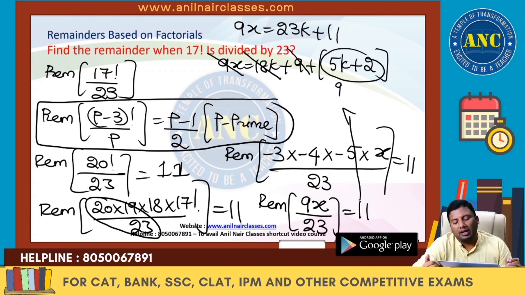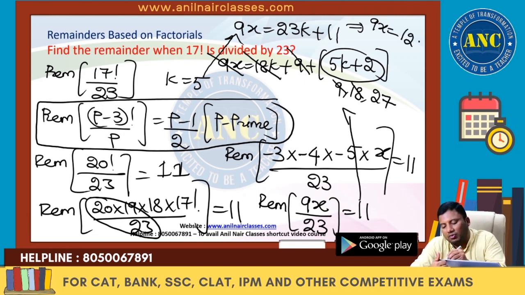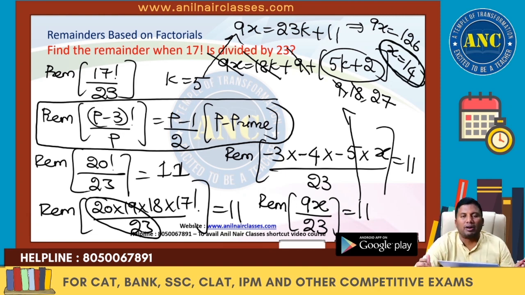It cannot be 9 because the k value will be a fraction. It cannot be 18. It has to be 27. So the k value is 5. Substitute there: 9x is 23 fives are 115 plus 11, which is 126. So the x value is nothing but 14.